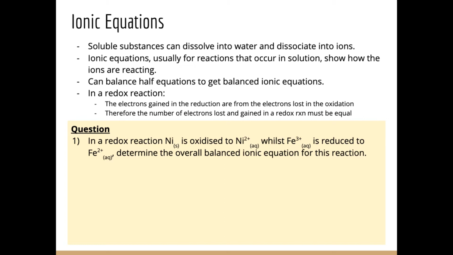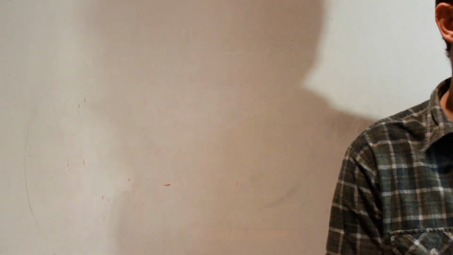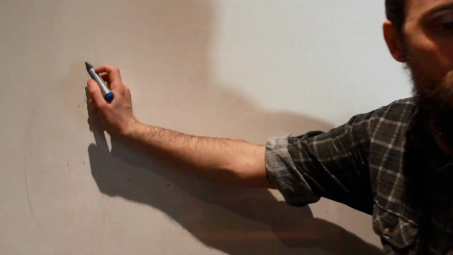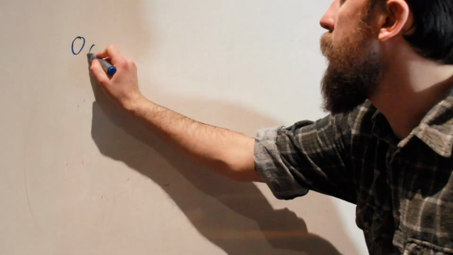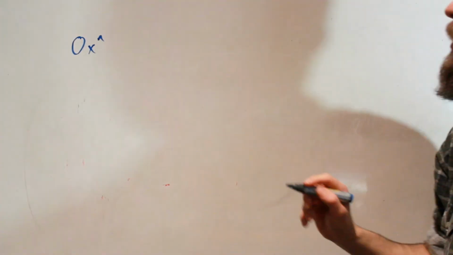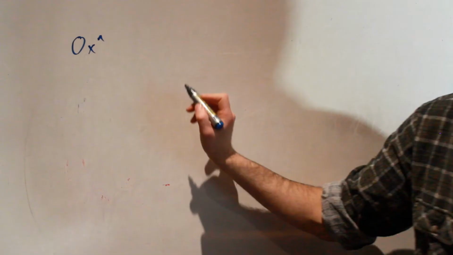In a redox reaction, nickel is oxidized to nickel 2+, whilst iron 3+ is reduced to iron 2+. Determine the overall balanced ionic equation for this reaction. So we've got 2 half equations. We've got an oxidation reaction and a reduction reaction. So let's write those 2 out. Let me start with my oxidation reaction. As we always say, if you want to pause now and have a go at doing it, you can check the answer when you've done and when you push play.